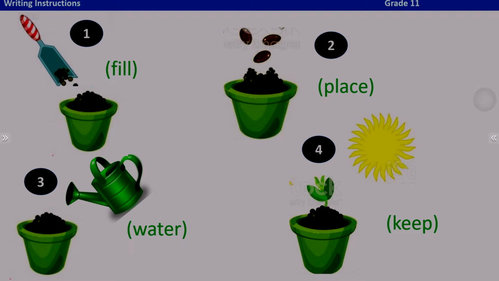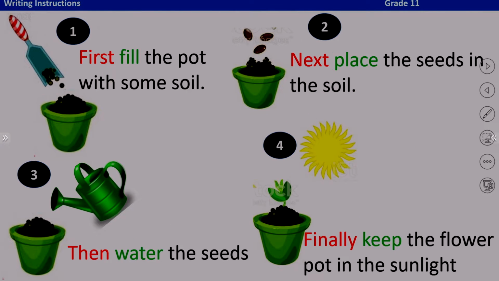Let's see the instructions written by me. You can compare your instructions with mine. So what is the first step? First, fill the pot with some soil. So in red, you can see the sequence word. In green, you can see the verb. First, fill what? Fill the pot with what? With some soil. And the second step is, next place the seeds in the soil.